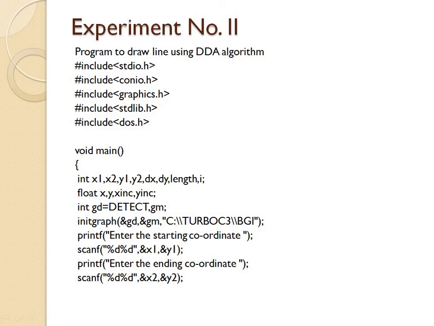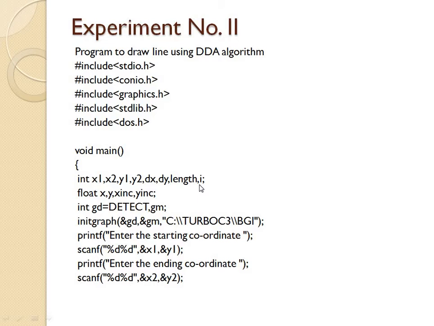Here we use the main function, and we initialize the variables x1, x2, y1, y2, and dx, dy, length, and i. That is, we declare these variables by using the int data type. Here int is the data type, and these are the variables: x1, x2, y1, y2, dx, dy, length, and i.